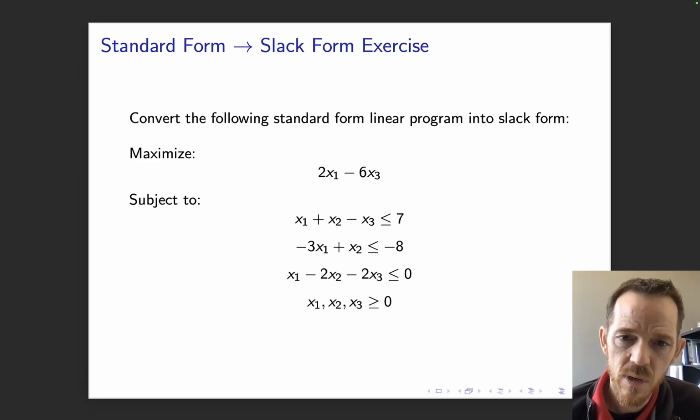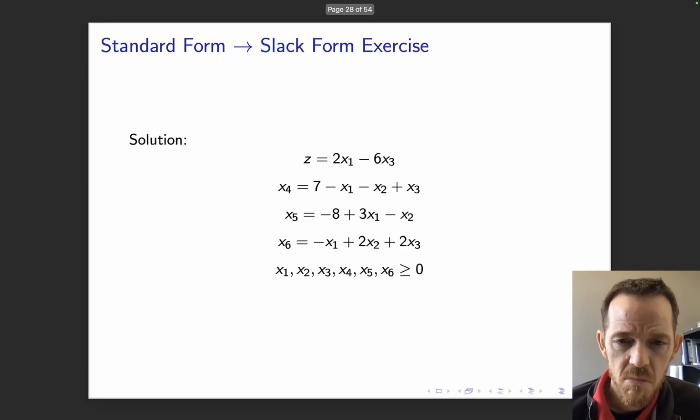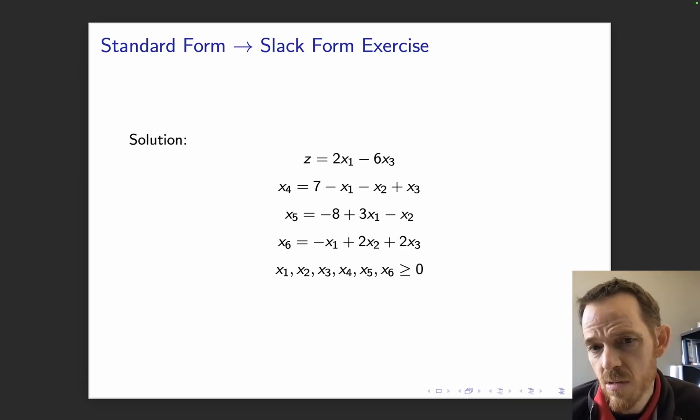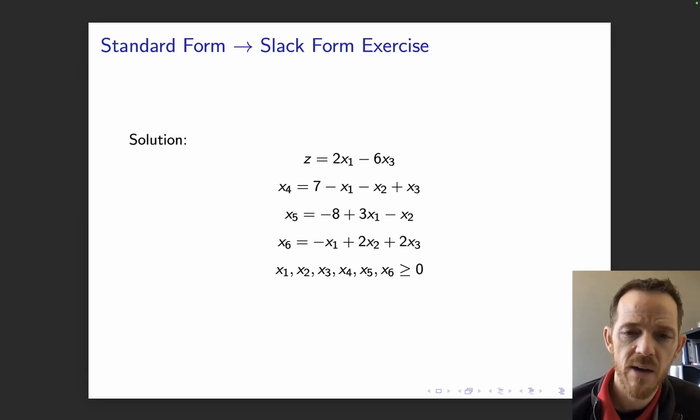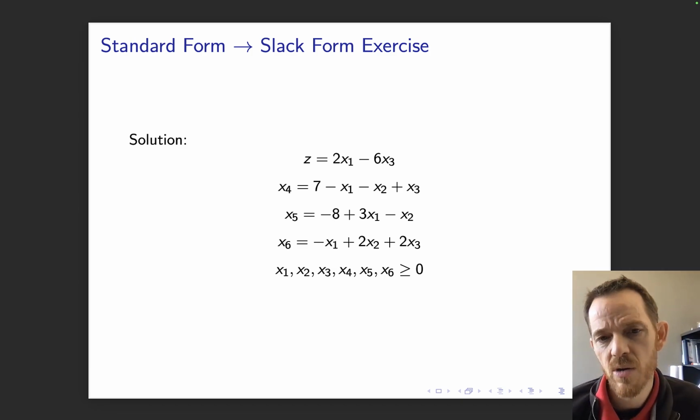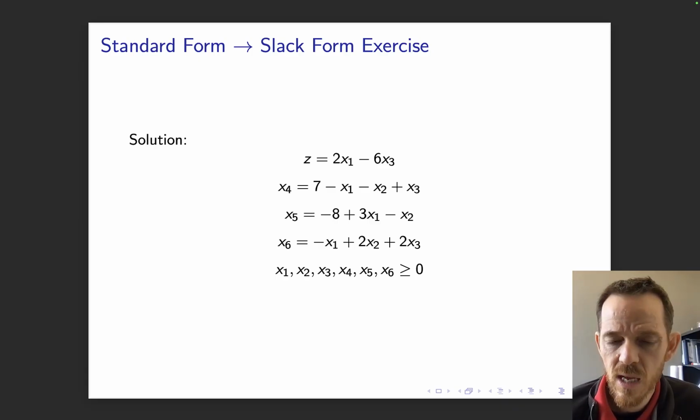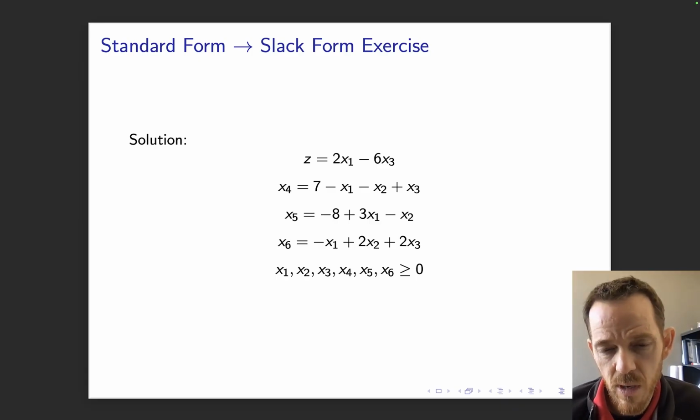In addition, we use z for the optimization function at the top. And so that would look like this: z equals 2 times x sub 1 minus 6x sub 3. And then our constraints are now equalities. So x sub 4, x sub 5, and x sub 6 are our basic variables, and then we have our other variables showing up on the right. Now we're ready to apply the simplex algorithm.